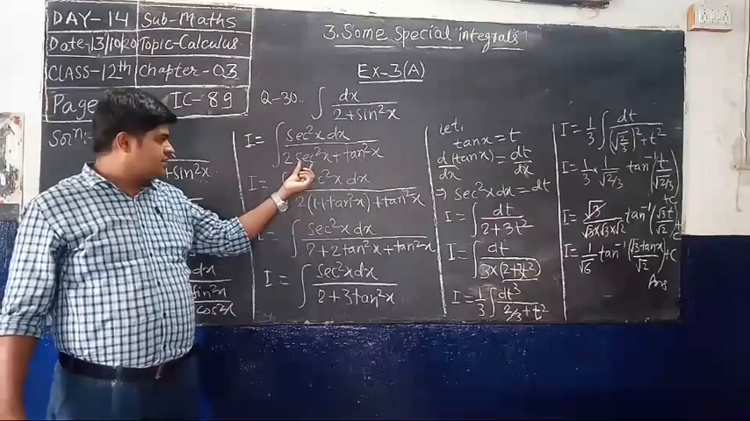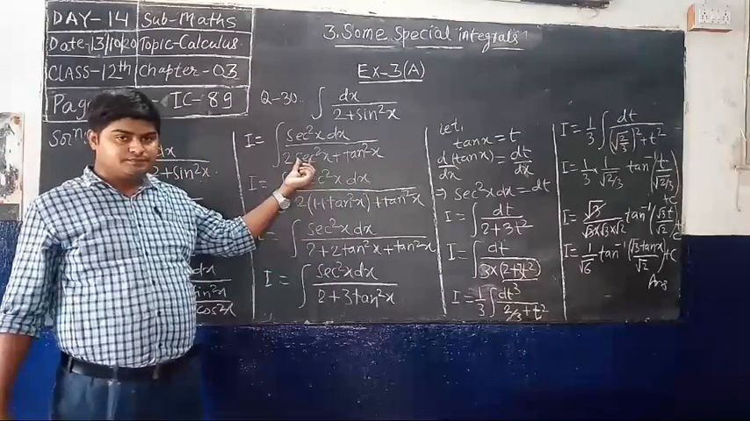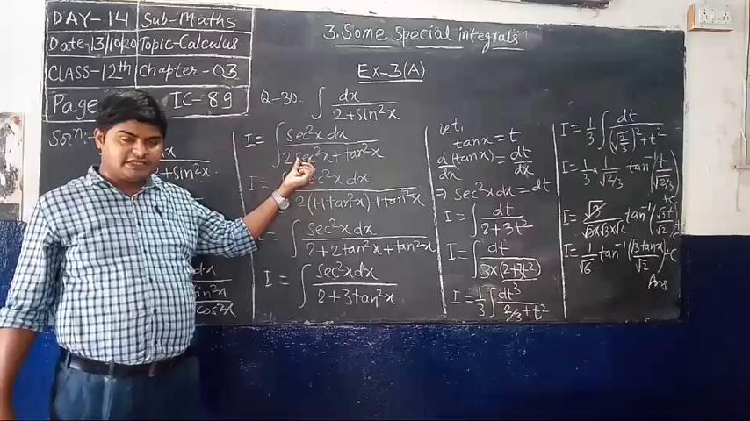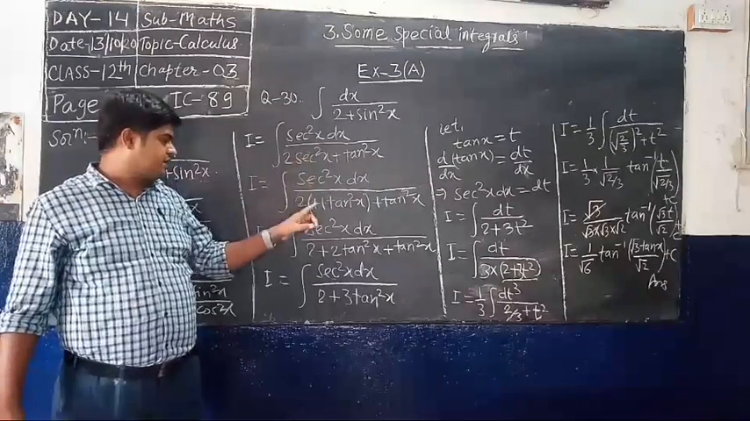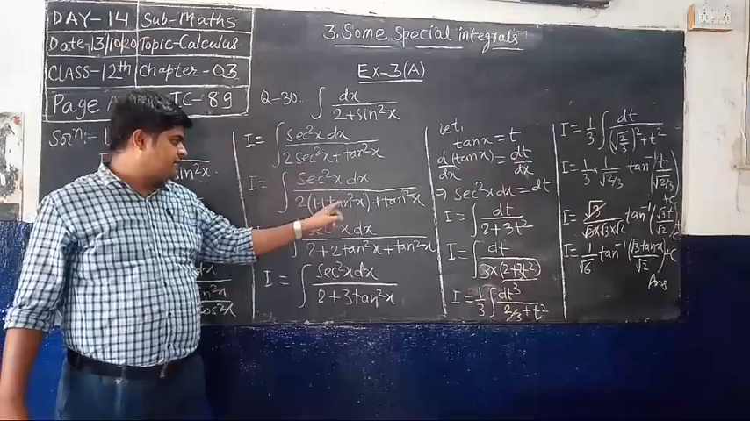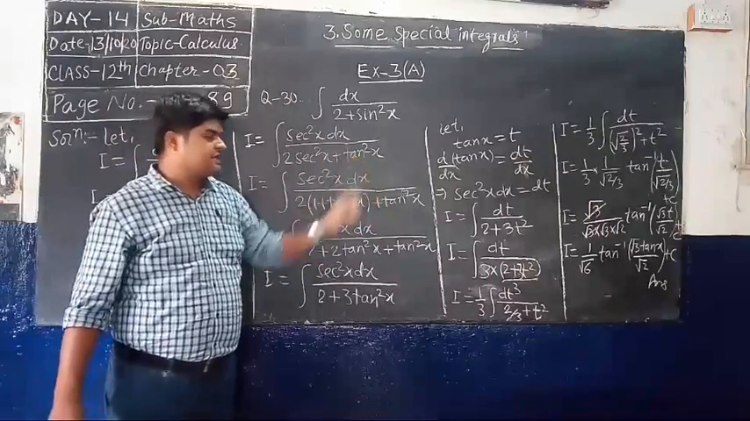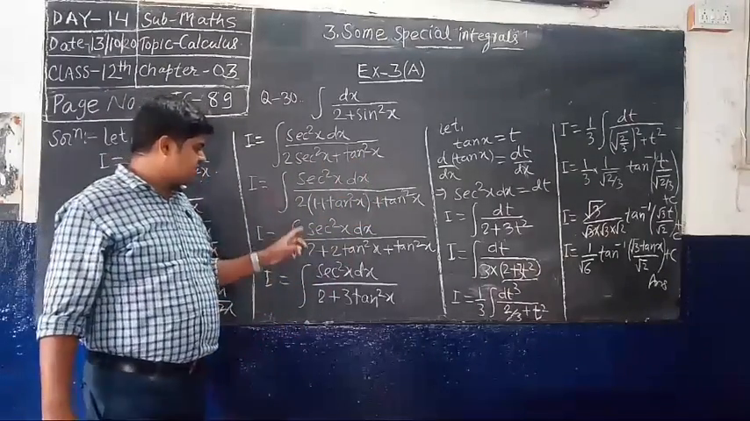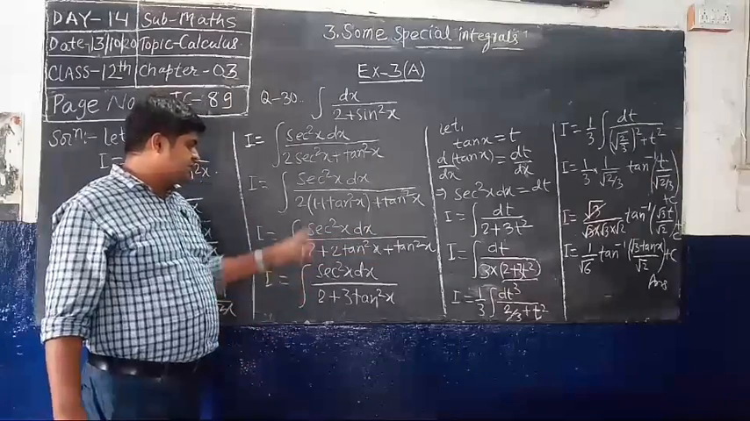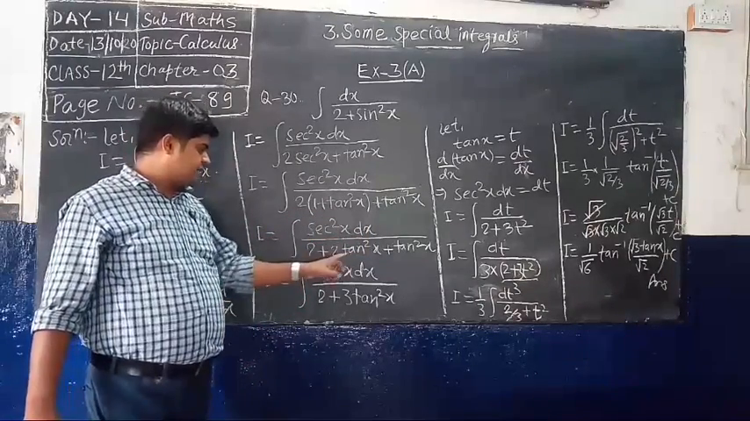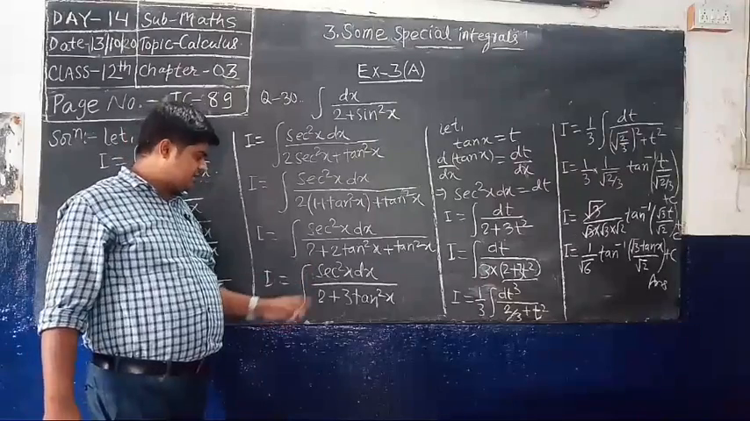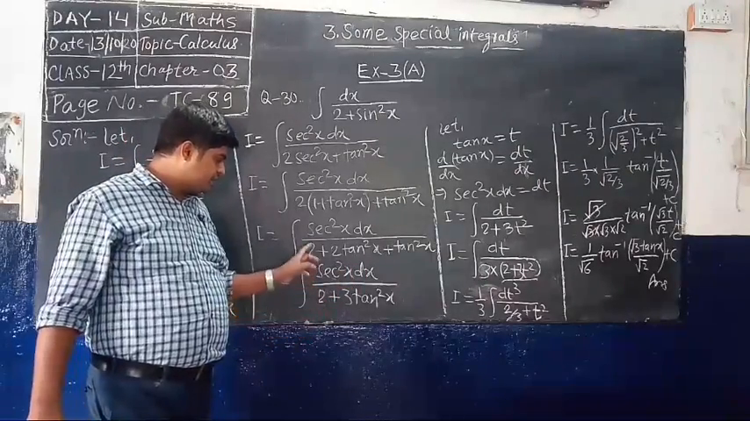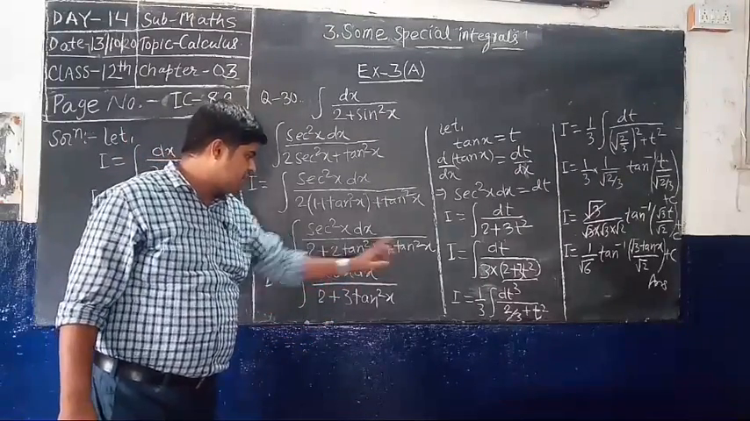Now you will convert sec square into tan square. You know sec square theta minus tan square theta is equal to 1, that means sec square theta is equal to 1 plus tan square theta. So 2 into 1 plus tan square x plus tan square x. Now integration sec square x dx by 2 plus 2 tan square x plus tan square x. That means you have to find the integration of sec square x dx by 2 plus 3 tan square x.